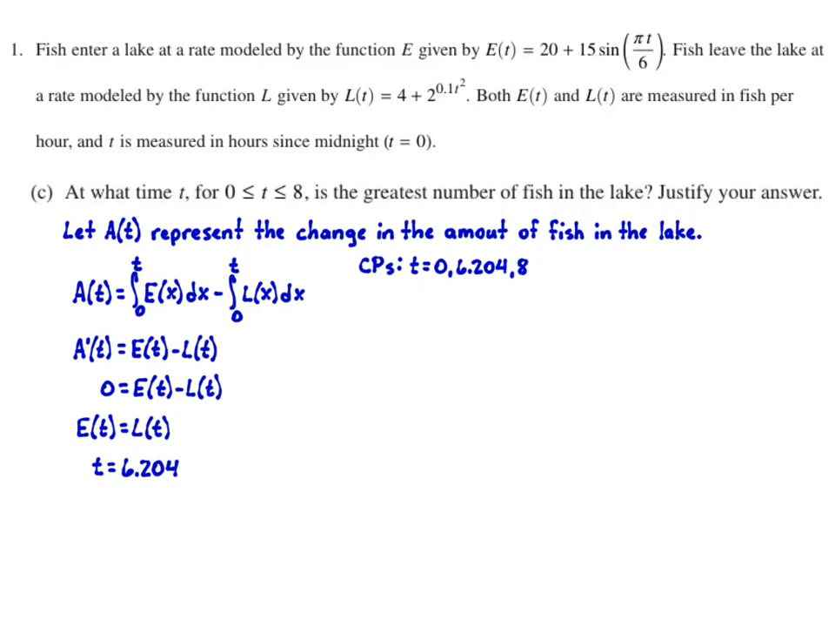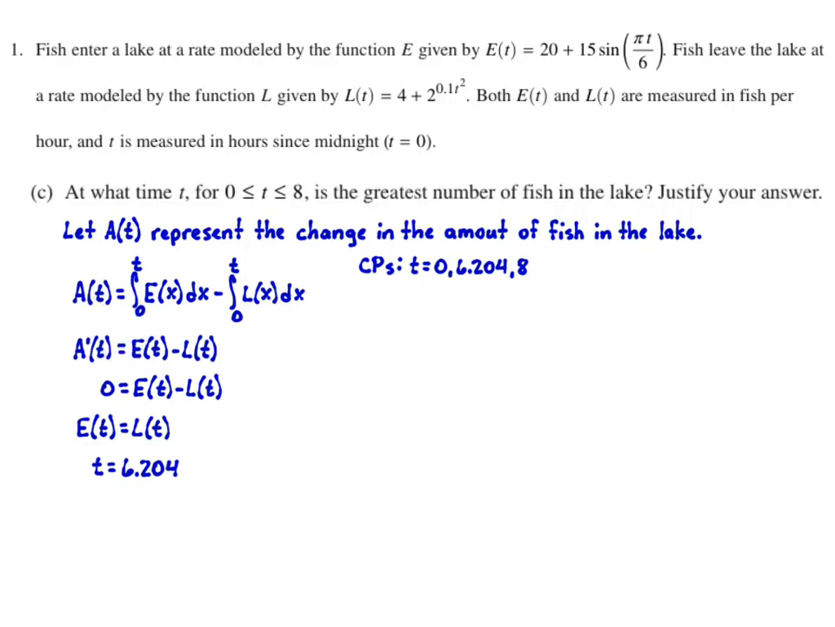So from here, my critical points are going to be when the rate equals 0, which is at 6.204. When the rate does not exist, well, the rate always exists according to what these functions are in the domain of these functions. And then at endpoints, so the endpoints are 0 and 8. So our critical points are 0, 6.204, and 8. Because I'm looking for the maximum, not a relative maximum, I'm going to have to evaluate all of these critical points and figure out which value has the greatest amount of fish. So we're going to take each of these critical points and plug it into our amount function.